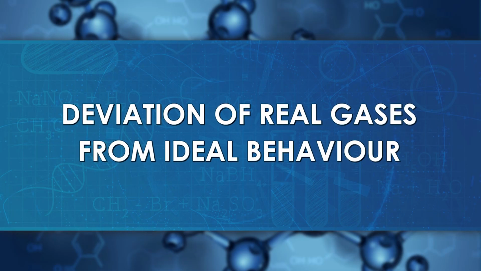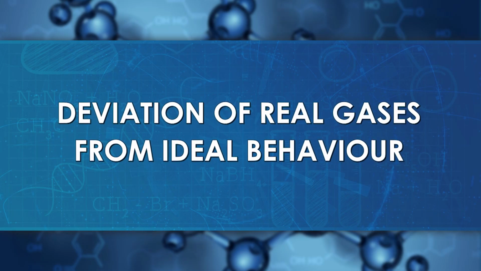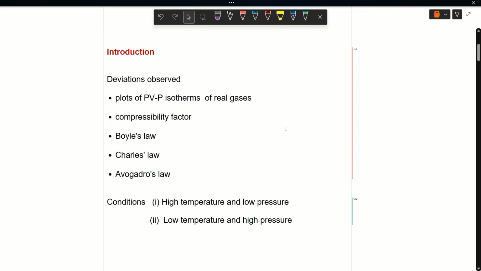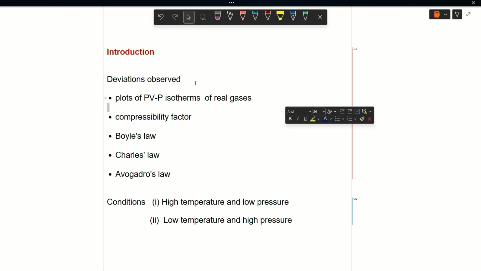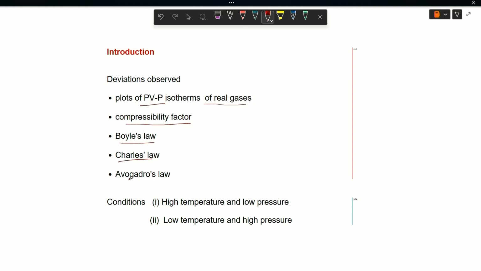Welcome to a session on deviation of real gases from ideal behavior. In this session, we will be seeing deviations observed in the plots of PV isotherms of real gases, compressibility factor and Boyle's law, Charles' law, Avogadro's law. These three are gas laws, and these are the conditions at which the deviations are occurring.